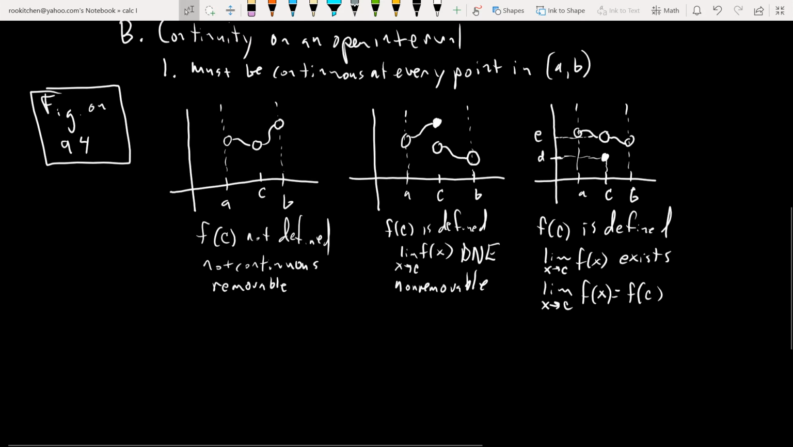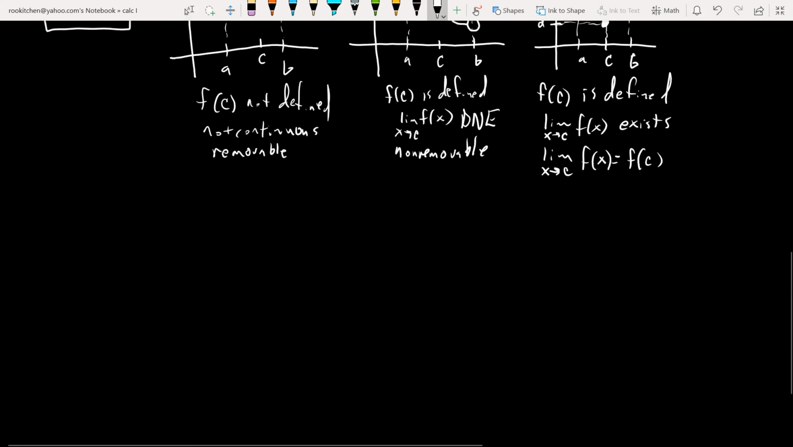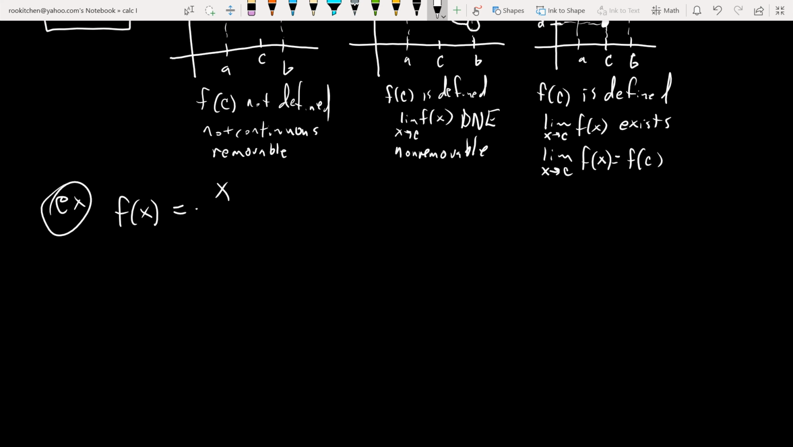Okay, let's move on. Look at some examples from sort of homework type problems. f of x equals x all over x squared minus x. Okay, so what are the discontinuities, and then what type of discontinuities are there?